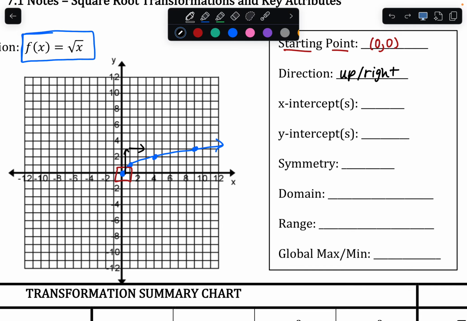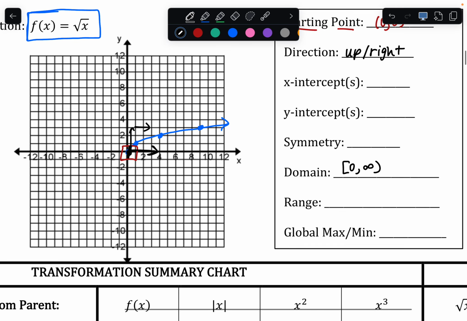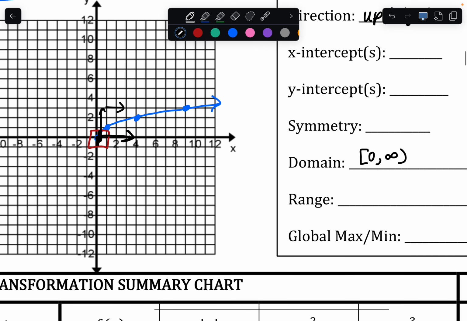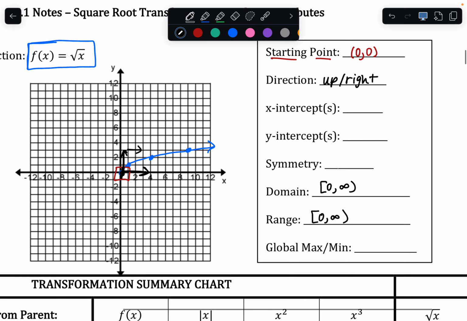So for domain, it starts at 0 and goes to the right. So that means it's going from 0 to infinity. And we use a bracket because we do actually reach that point. It's not an asymptote situation. It's not a hole in the graph. We do equal that starting point. And then similarly, for the range, we start at 0 and we're going up. And so 0 to infinity for the range as well. Still bracket on 0.